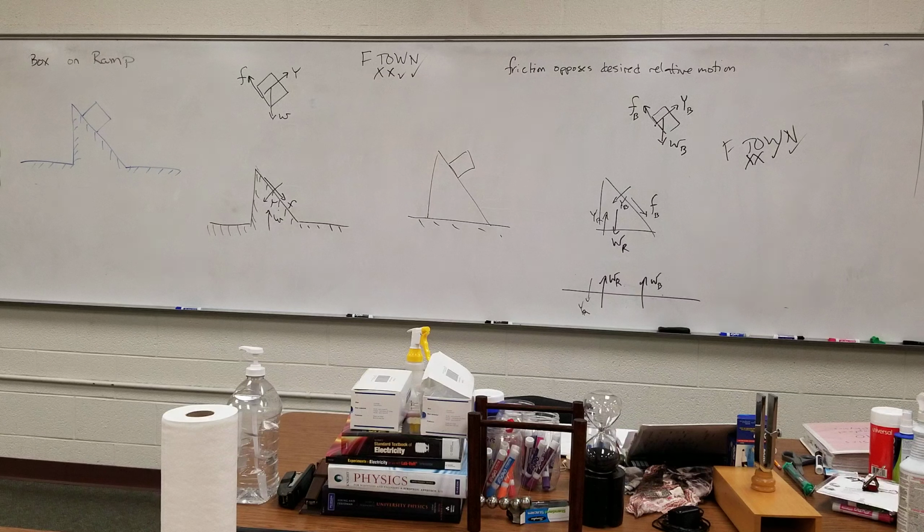So we try to simulate this. I got block, I got box. If the box is heavy enough, think about which way this ramp wants to go. Yeah, so the ramp wants to go to the left. Therefore, which way is friction acting on the ramp? On the right.